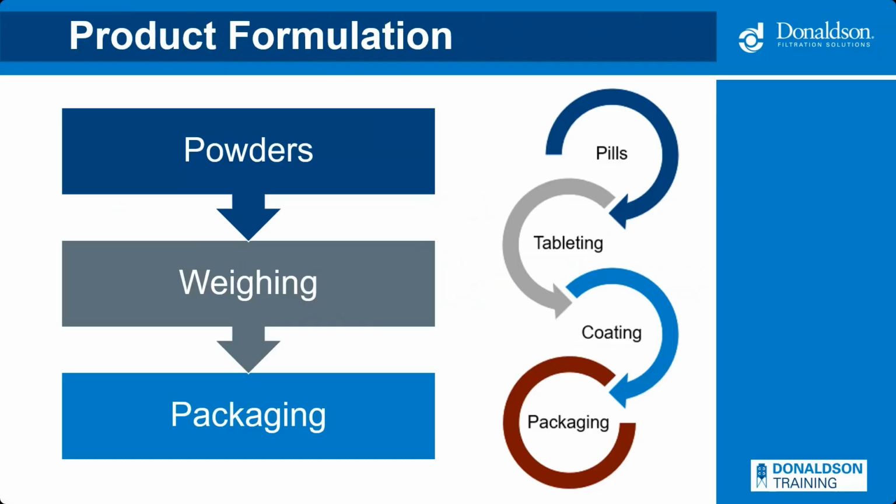The other main area where dust is generated is during product formulation. After the granules have been formed, powders are weighed and packaged. Pills, on the other hand, are tableted, coated, which makes them easier to swallow, and then packaged. Manufacturers may also produce capsules, and sometimes these are filled with liquid, but they're also commonly filled with a dry formula, which can also be an area where dust is generated.